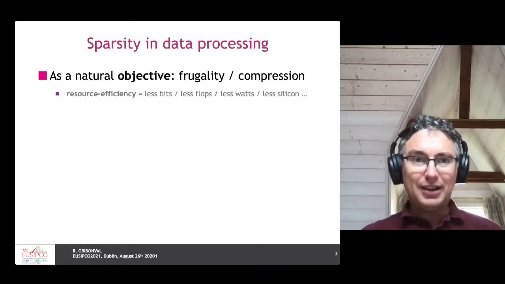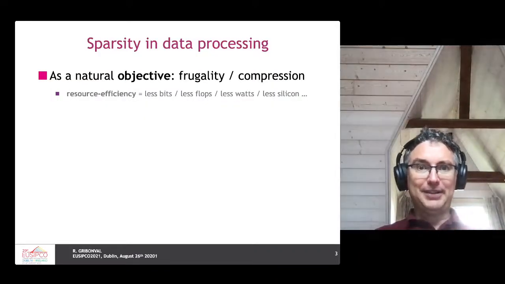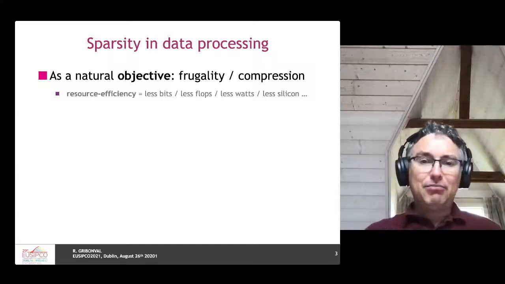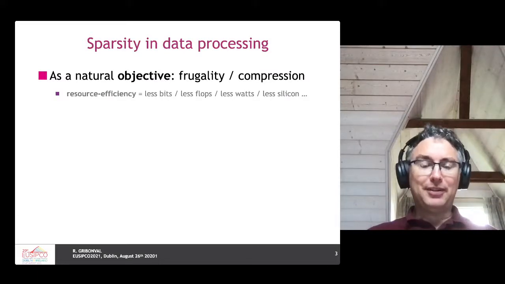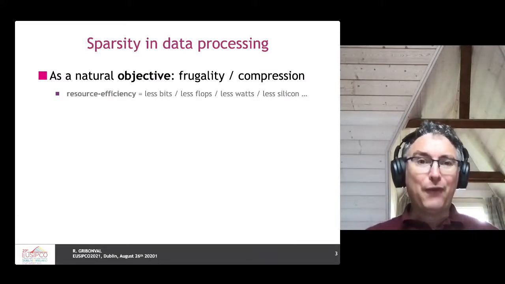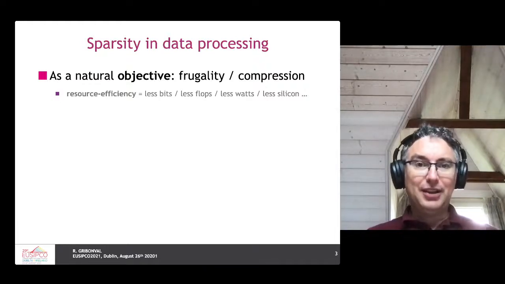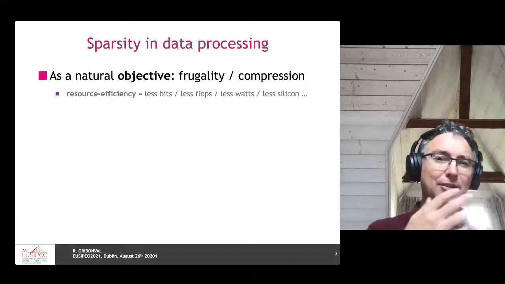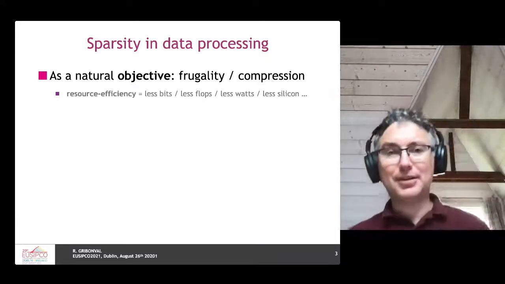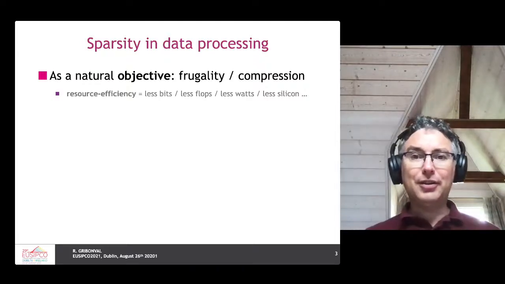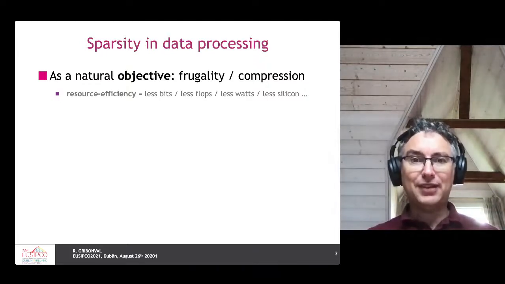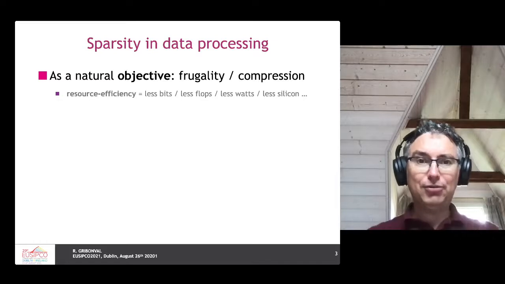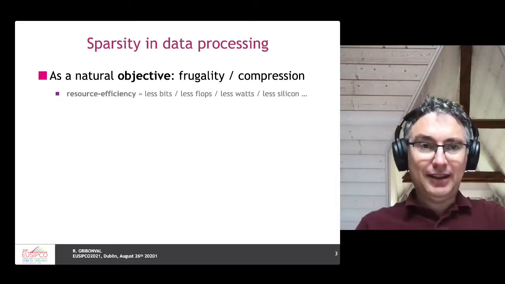So first, let's talk about sparsity. Sparsity, you're probably familiar with it, and it's first of all a natural objective in terms of efficiency of use of different types of resources, be it in terms of bits, flops, or energy, or even reducing the size of silicon chips that we need to use to process data.